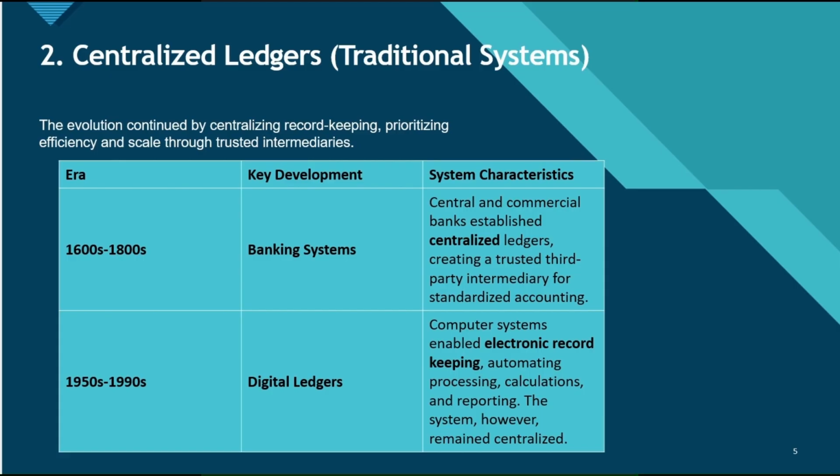1600s–1800s, banking systems. Era. Key development. System characteristics 1600s to 1800s. Banking systems. Central and commercial banks established centralized ledgers, creating a trusted third-party intermediary for standardized accounting. Detail. This era saw the rise of modern central banks and commercial banking institutions. Prior to this, accounting was often done internally by merchants.